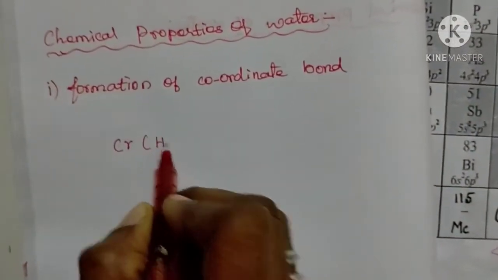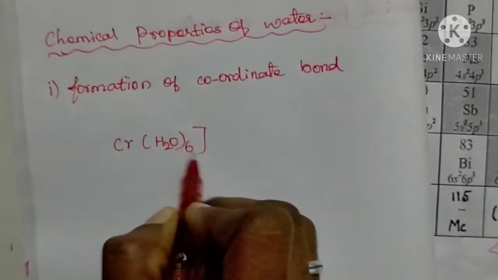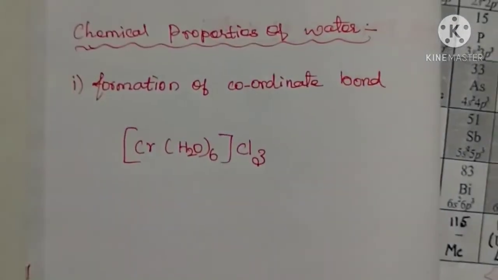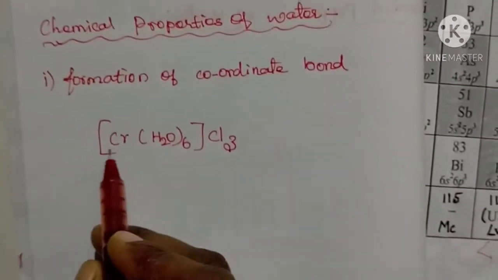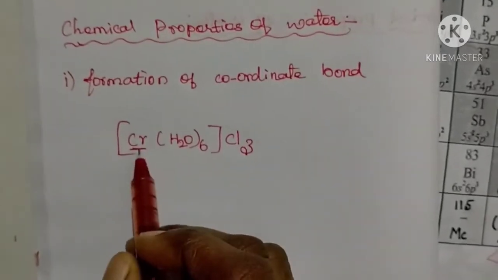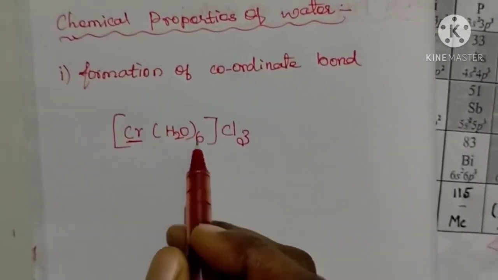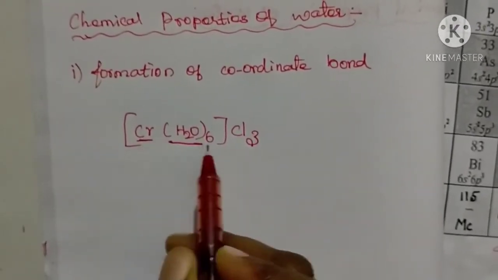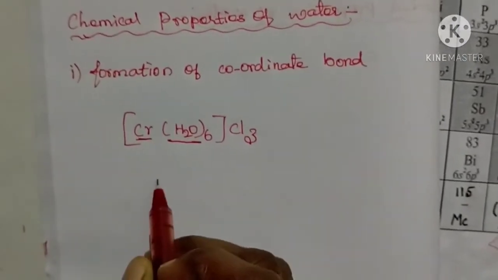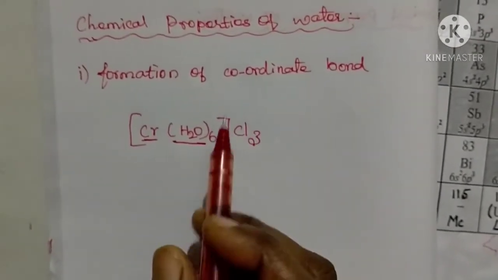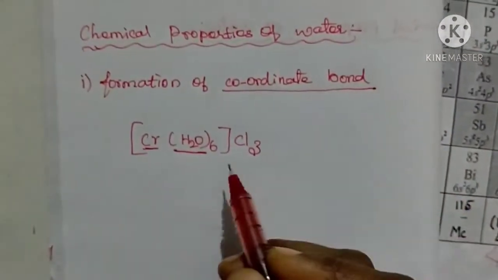Cr(H2O)6Cl3. In this example, chromium is the cation present in that compound, and it is bonded with the ligand. What is the ligand? H2O. 6H2O is present, bonded with chromium. So chromium is bonded with 6 H2O. They form the bond between chromium and water. It is a coordinate bond.